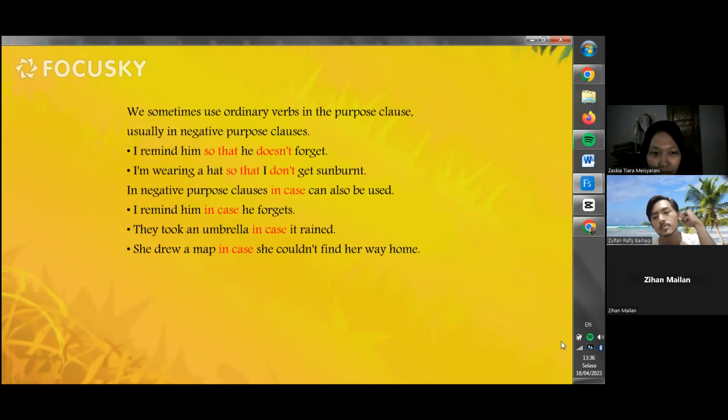In negative purpose clauses, in case can also be used. So the example is, I remind him in case he forgets. Or they took an umbrella in case it rained. Or she drew a map in case she couldn't find her way home. Next slide.